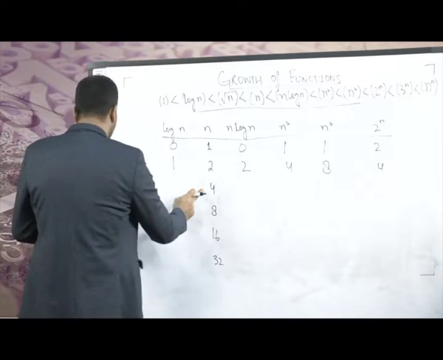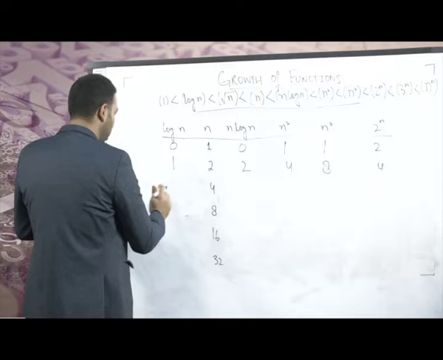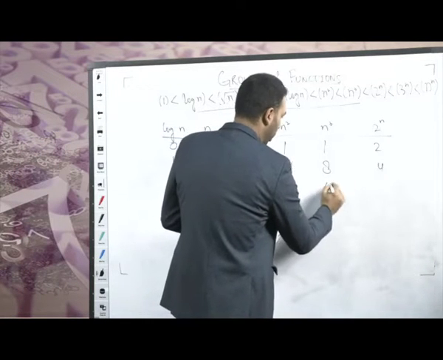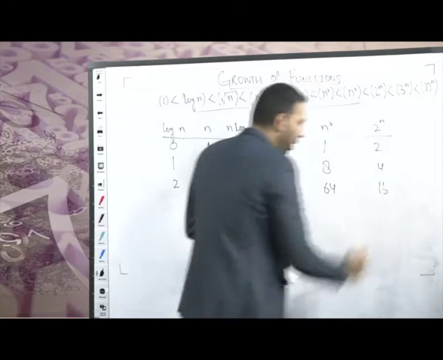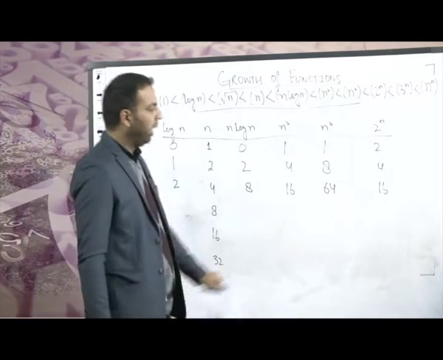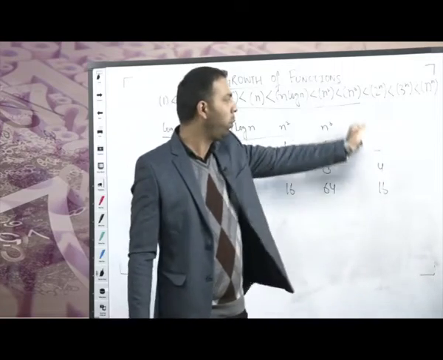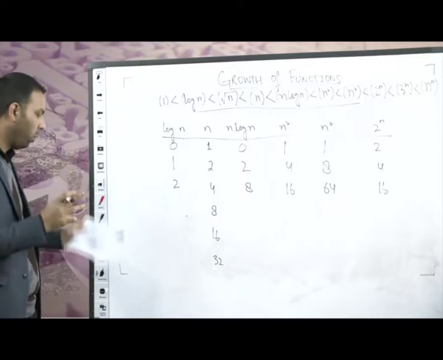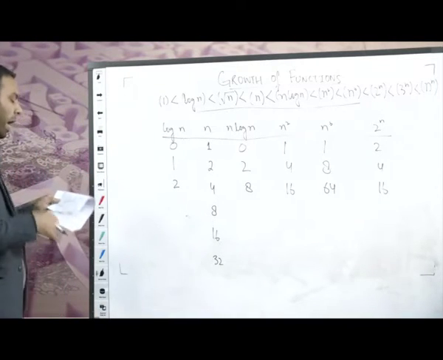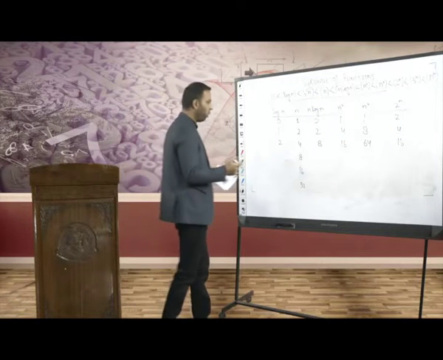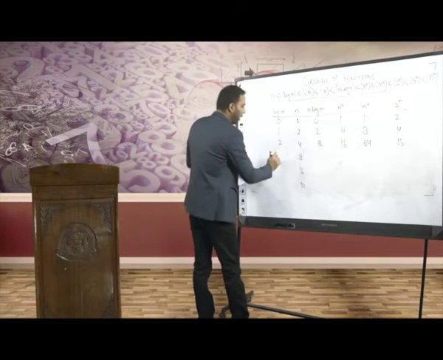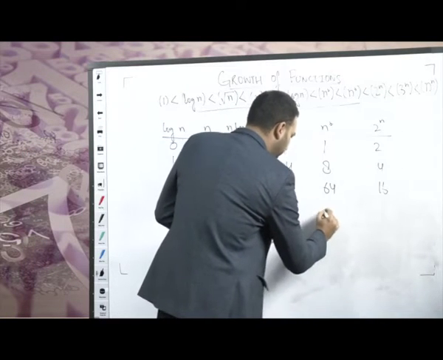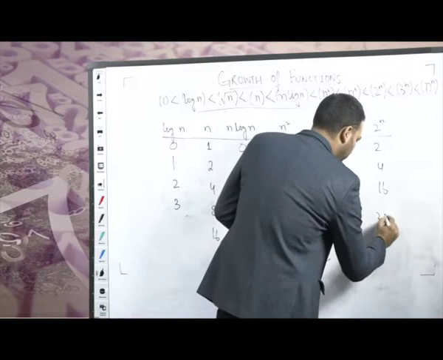So now when we take n as 4, what will happen? Log n will be equal to 2, n will be 4, n log n will be 8, n square will be 16, n cube will be 64, and 2 raised to the power n will be 16. So you might be wondering that this is 64 and this is 16, then why have we shown that 2 raised to the power n is greater than n cube? It should be less than n cube. But now, as n becomes 8 and 16, things become tricky. At 8, log n will be 3, n log n will be 24, n square will be 64, n cube will be 512, and 2 raised to the power n will be 256.